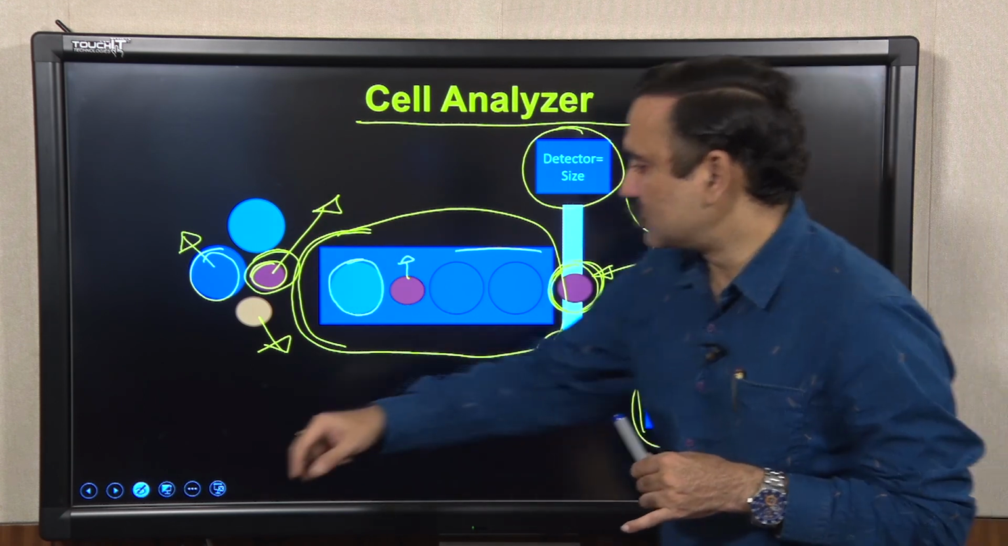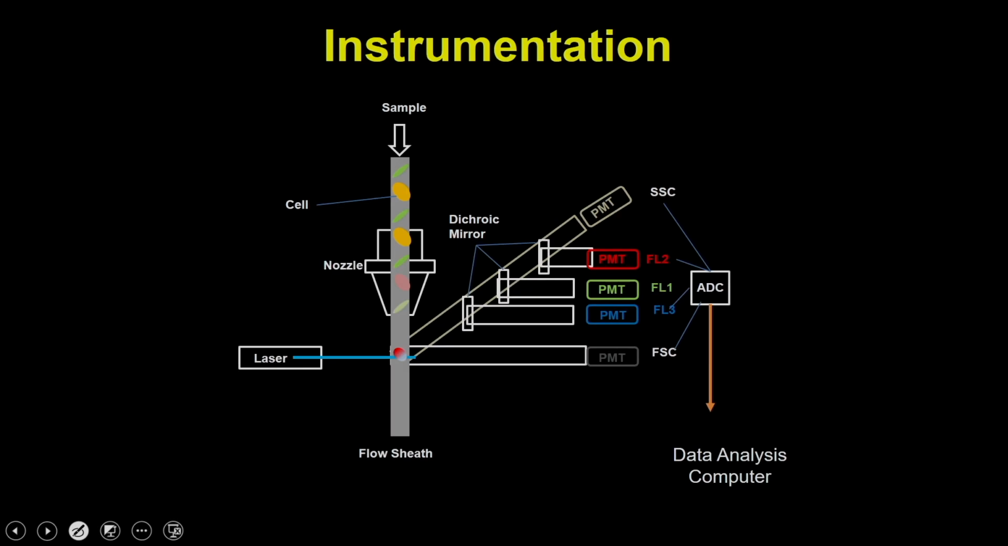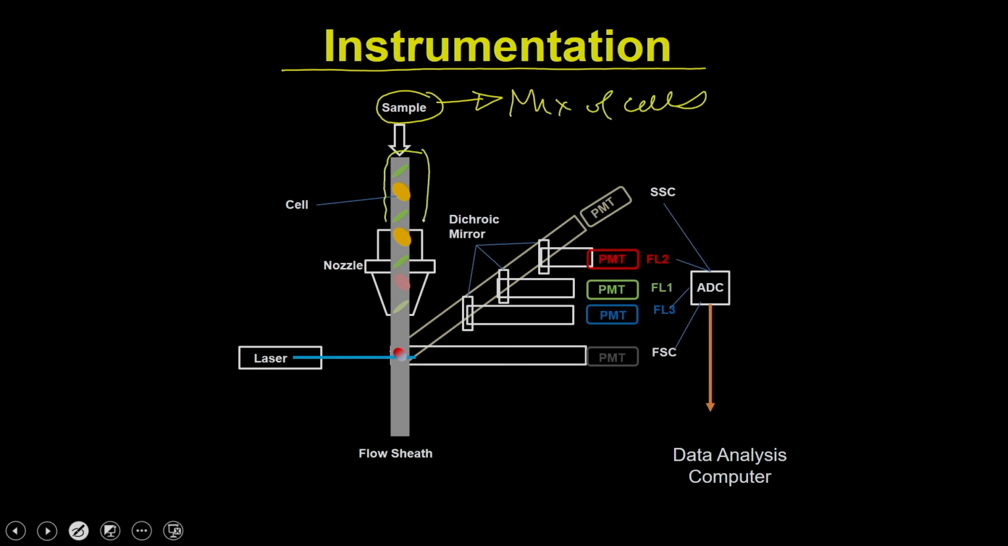Let us see how the instrumentation looks. In a flow cytometer, the instrumentation is very simple. You have a sample which has a mixture of cells. Once this mixture of cells enters a tube, it is first focused, and then you have a single cell coming out from this tubing, and this single cell is illuminated by a laser source.